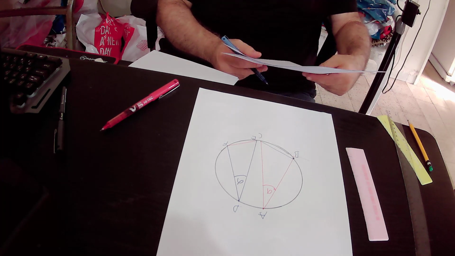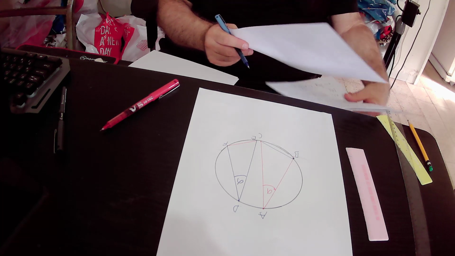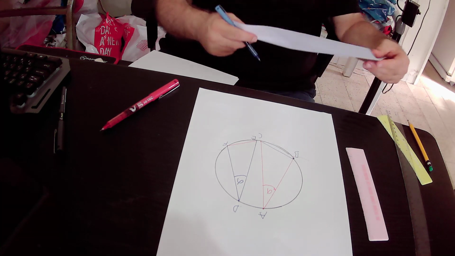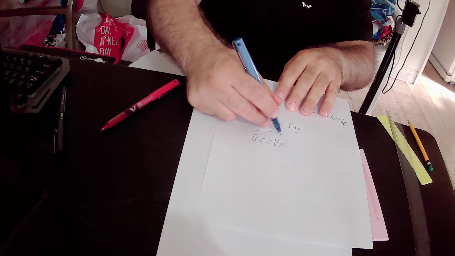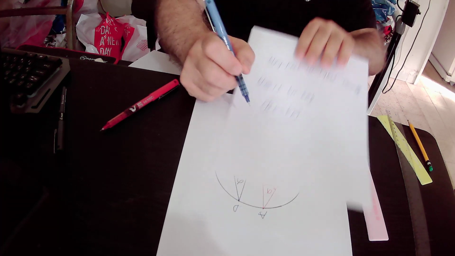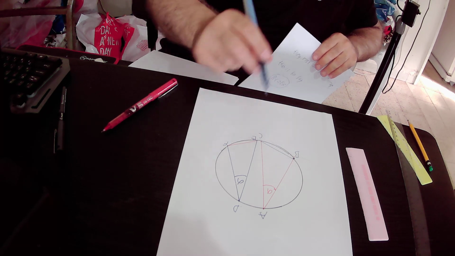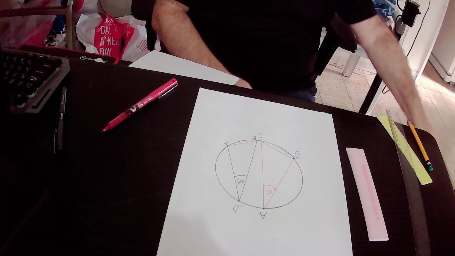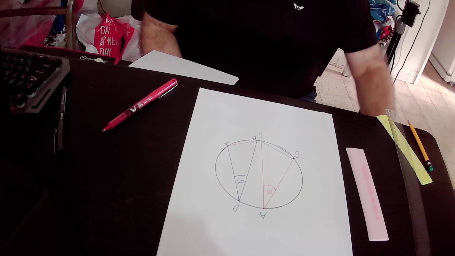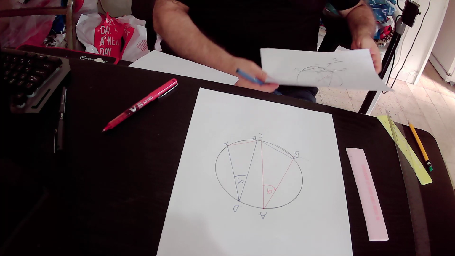Okay, so according to rule number 3, we got that BC equals EF. So actually we can implement rule number 3 in our circle.